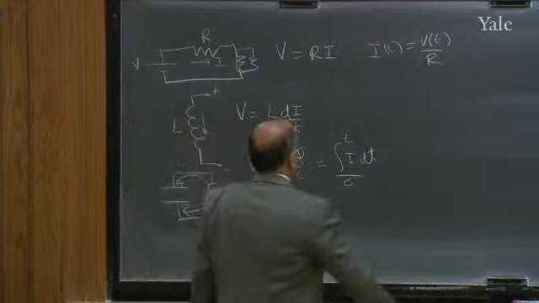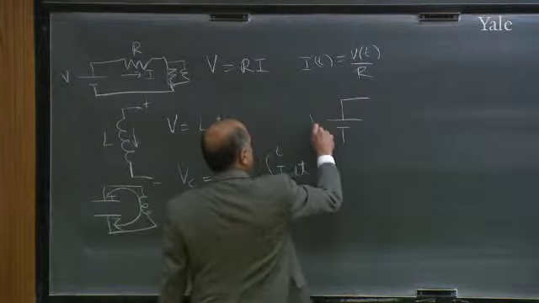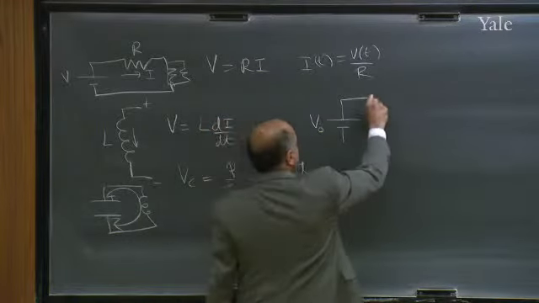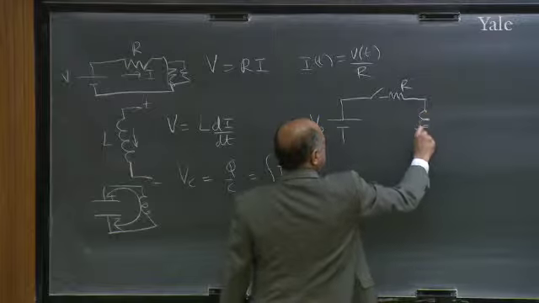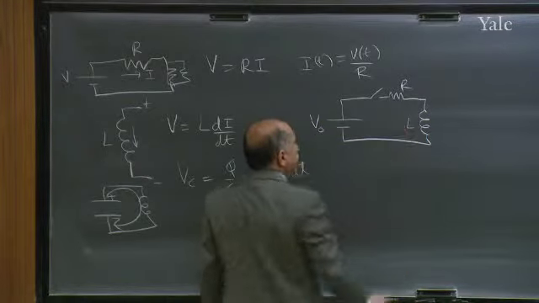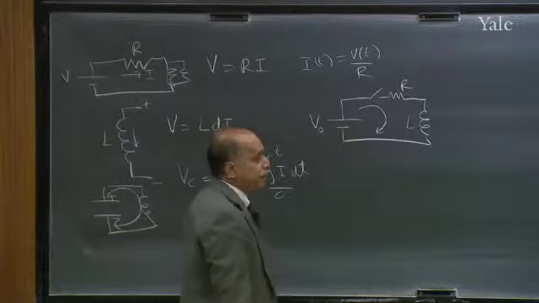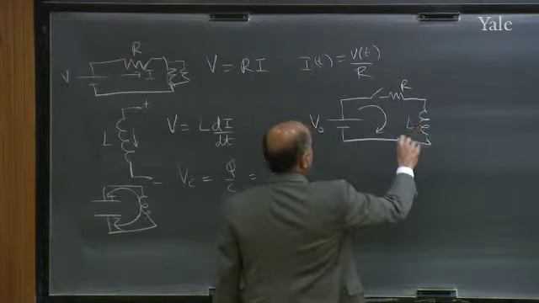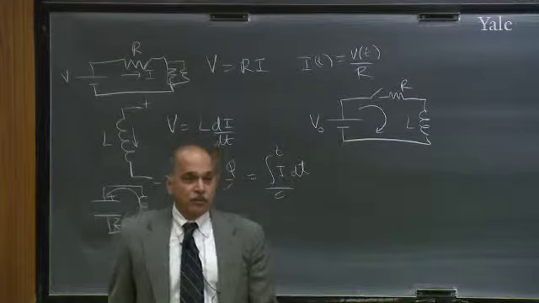So let's start with a simple problem where I have a voltage source. I'm going to take a fixed voltage V0. There is a switch, there is a resistor R, and there is this inductor L, and I'm going to assume current is flowing this way. In which case, I'm sorry, this picture is wrong. What's wrong with this picture?